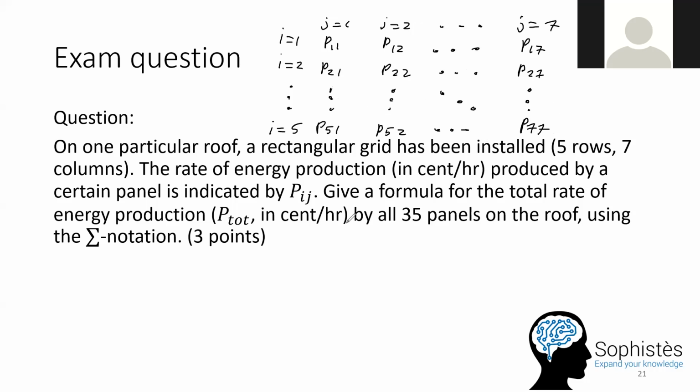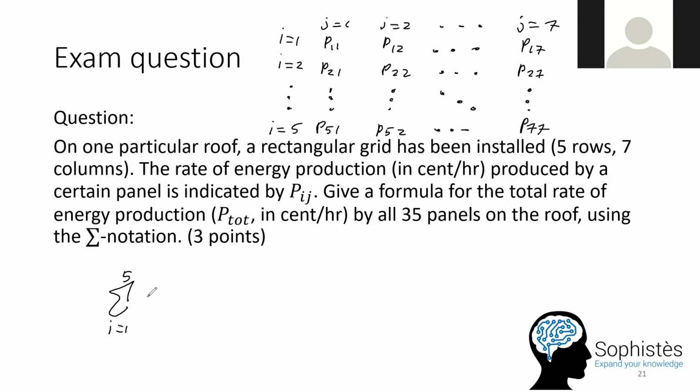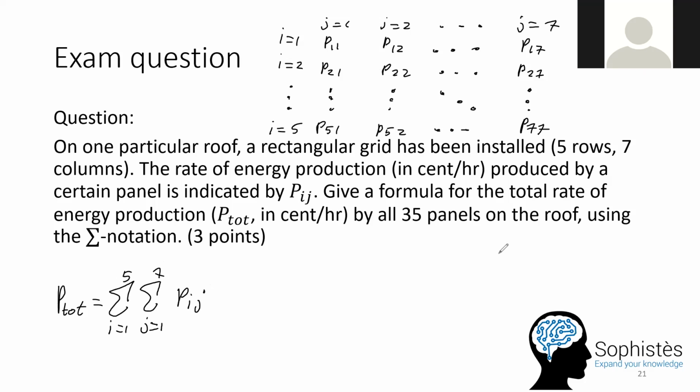I think you do a summation i equals 1 to 5, and summation j equals 1 to 7, and then Pij. Yes, perfect. Full points. And then you have to write down that's the total production of energy. So all the elements together, that's the total production of energy in this example.